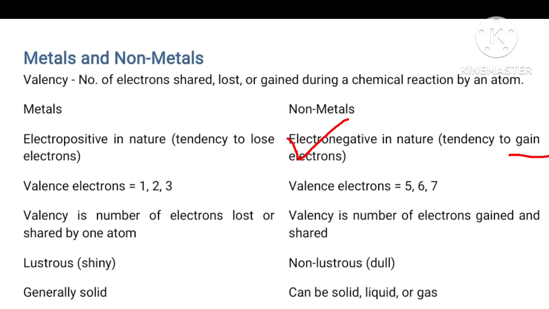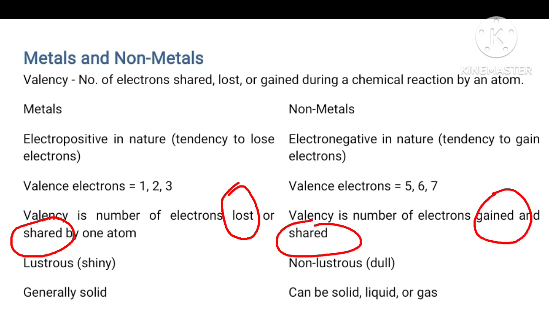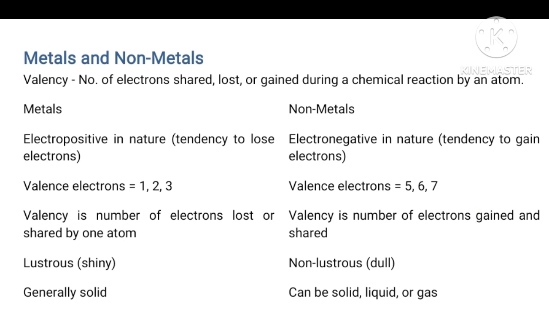As you can see, the valence electrons in metals, they are 1, 2 or 3. Valence electrons means number of electrons in the valence shell, that is the outermost shell. Then valence electrons in case of non-metals, there are 5, 6 and 7. Coming back to the valency, valency of a metal is basically number of electrons lost or shared by one atom. Whereas valency of non-metal is the number of electrons gained or shared by one atom.